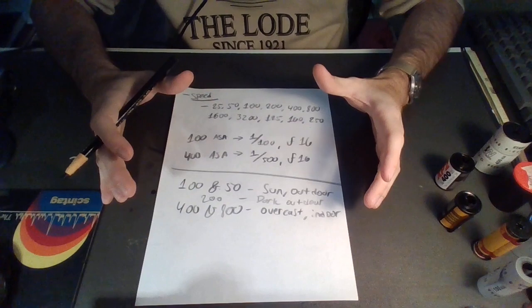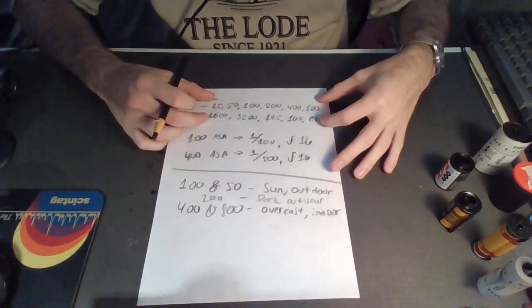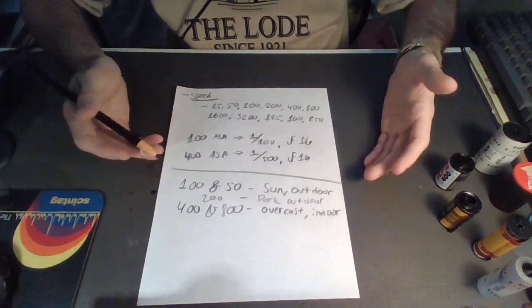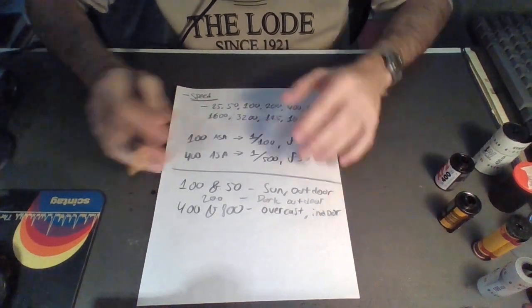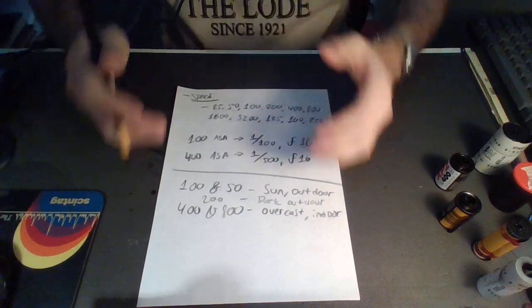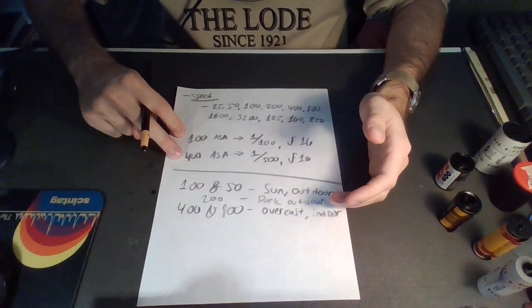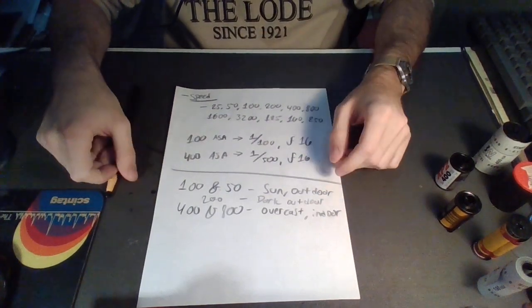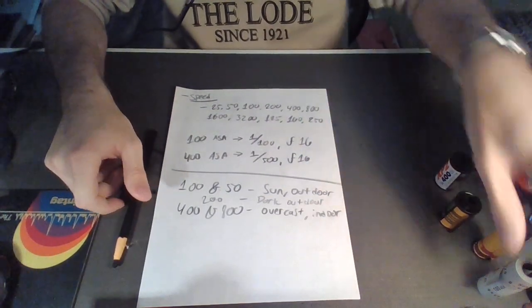Pretty much every film that you're going to encounter is one of these numbers, with very few exceptions. If it's an exception to this, it's usually a specialty film, and you're probably not going to encounter that as a beginner. So we're only going to look at these. In fact, for this discussion, we're only going to really look at two of the numbers, 100 and 400 ASA, because by far, those are the most popular numbers, the most popular film speeds.